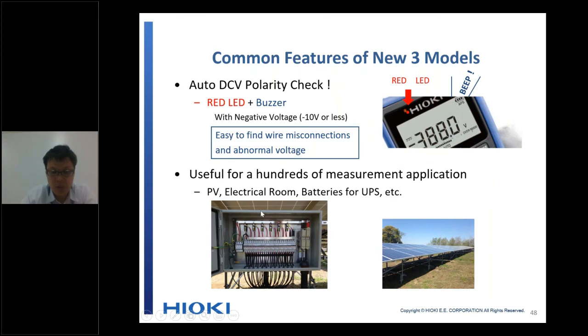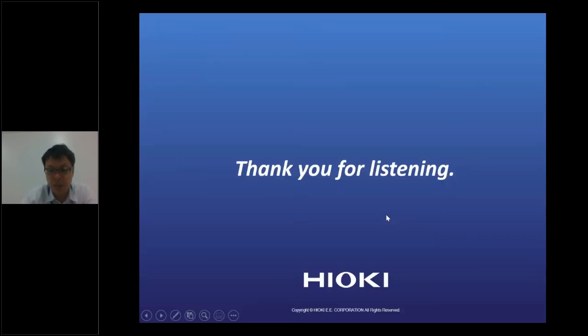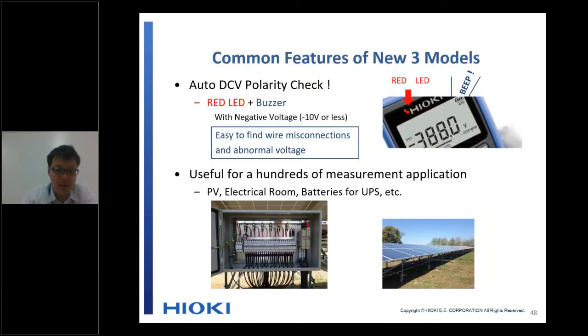And as you know, there are so many measurement points you have to measure. So for this kind of application, it is very suitable for your market. It's a very easy product. So that's all for this presentation, that's all from my side.